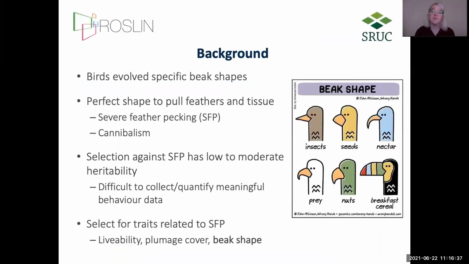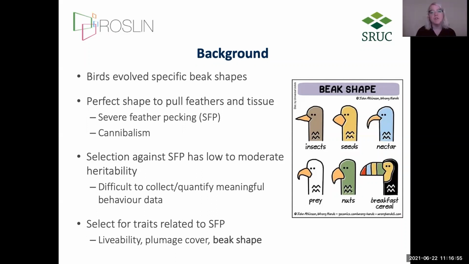Beak shape differs between different bird species because each species has evolved a specific shape to fit both their diet and environment. Chickens appear to have the perfect beak shape to grasp and pull feathers and body tissue, and this can lead to serious welfare concerns such as severe feather pecking and cannibalism.